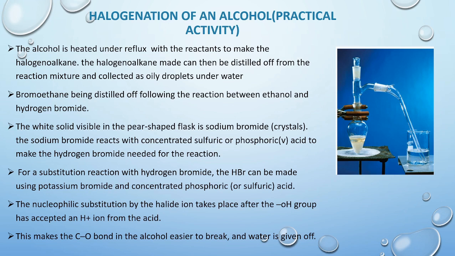Halogenation of alcohol. For this purpose we are using reflux apparatus, and basically the alcohol is heated under reflux with the reactants to make halogenoalkane. The nucleophilic substitution by the halide ion takes place after the OH group has accepted H+ ions from the acid. This makes the C-O bond in alcohol easy to break, and water is given off.